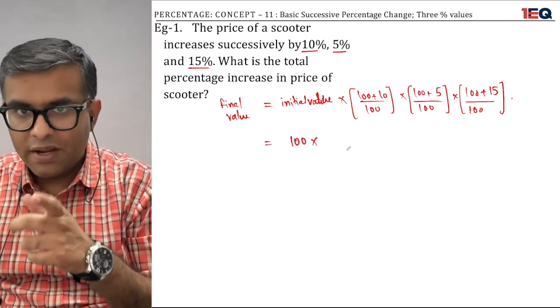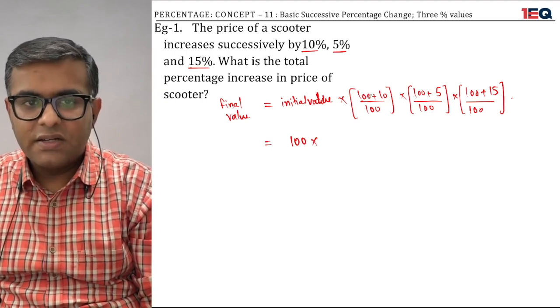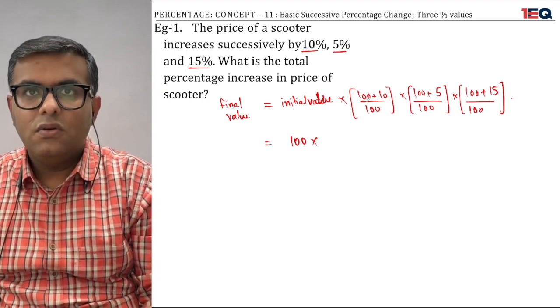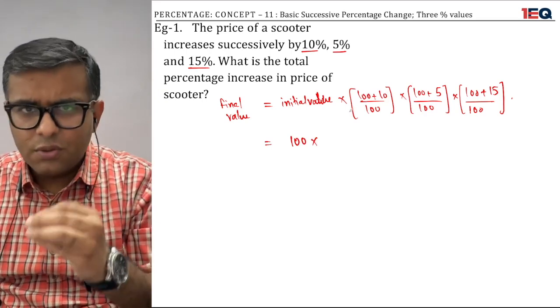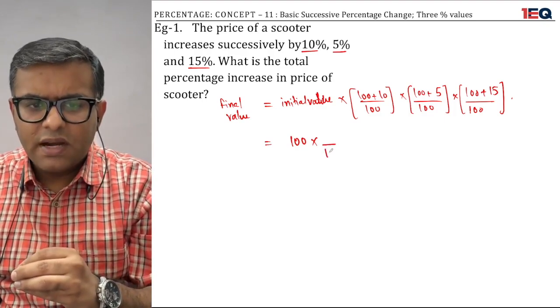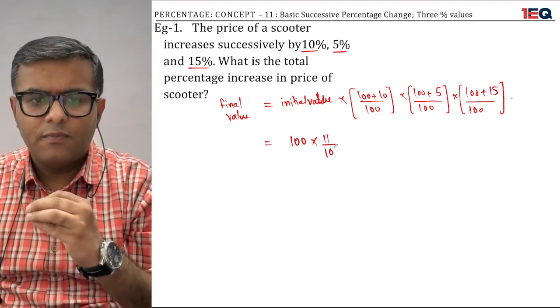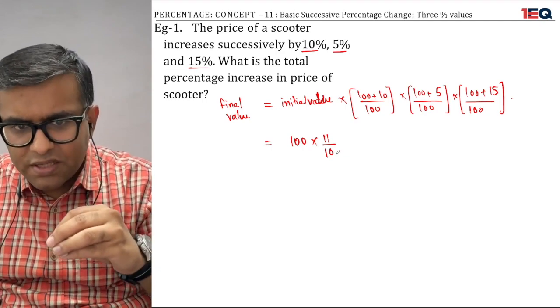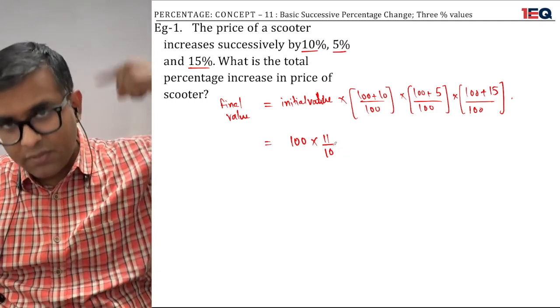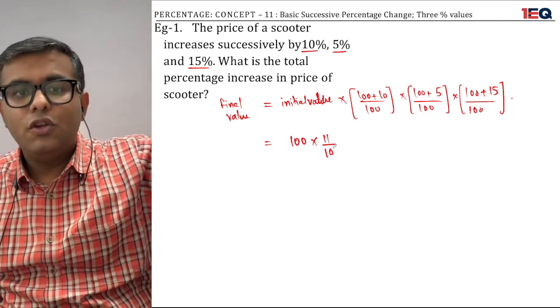Now we're going to multiply it. Okay, so this is 110. So 10% extra. Reduce it to the bare minimum possible. That is 11 upon 10. Initially it was 10. 10% increase would come in the numerator.